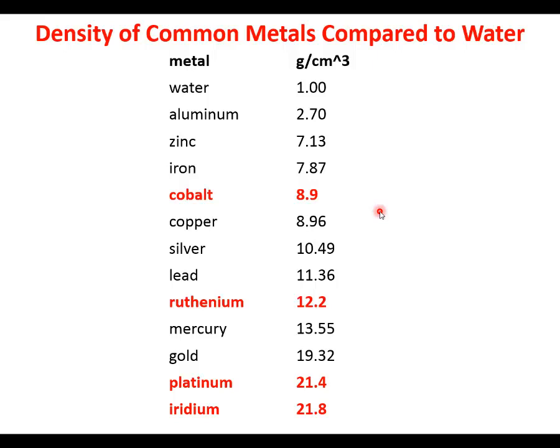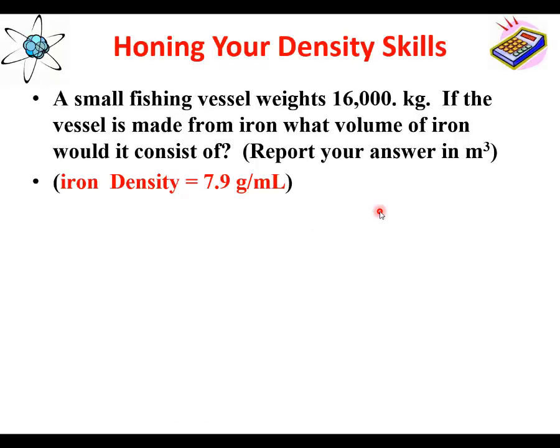Let's consider another density calculation where we're going to do a conversion with respect to finding not only the mass here in kilograms, which is given, but the gram quantity. So you notice I'm converting from kilograms in this calculation to find gram quantity. First of all, here's the question. A small fishing vessel weighs about 16,000 kilograms. If the vessel is made from iron, what volume of iron would it consist of?